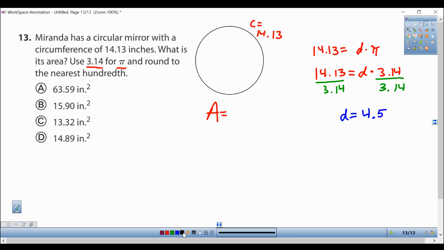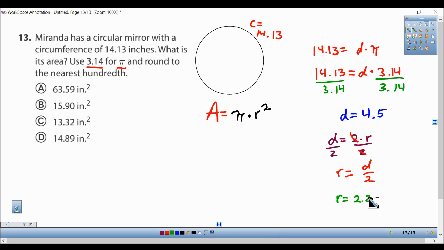Now, in order for us to find the area, we need to use pi times the radius squared. We need to find r, not d. We know that d is equal to 2 times the radius. If we want to get r by itself, we get rid of this 2, divide this side by 2, divide this side by 2. This cancels out, so the radius is equal to the diameter divided by 2. So if we want to find the radius using the diameter, we can just divide 4.5 by 2. So 4.5 divided by 2 gives me r is equal to 2.25.